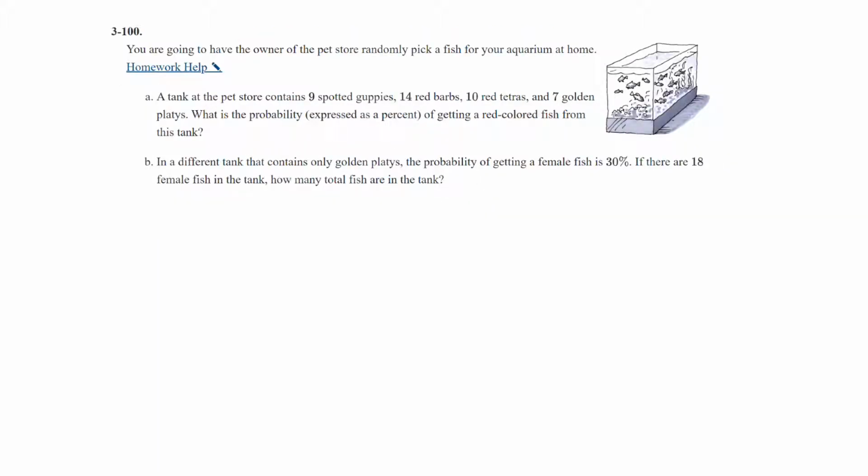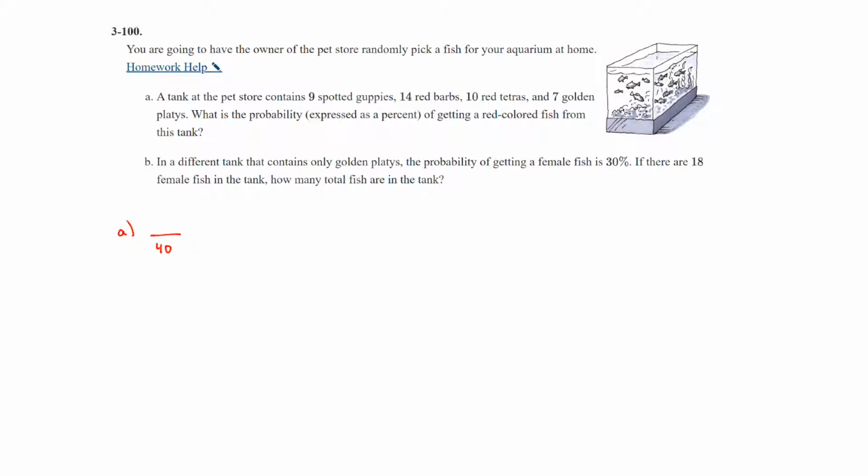Question 100. You're going to have the owner of the pet store randomly pick a fish for your aquarium at home. A tank at the pet store contains 9 spotted guppies, 14 red barbs, 10 red tetras, and 7 golden pleiades. What is the probability, expressed as a percent, of getting a red-colored fish from this tank? So first off, how many total fish do we have in the tank? That's our possible outcome. So 9, 14, 10, and 7. Add those 4 numbers up, and that looks like it'll be 40.